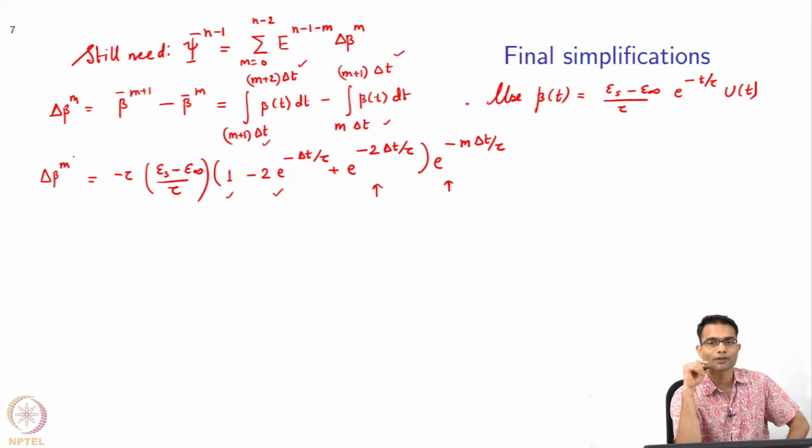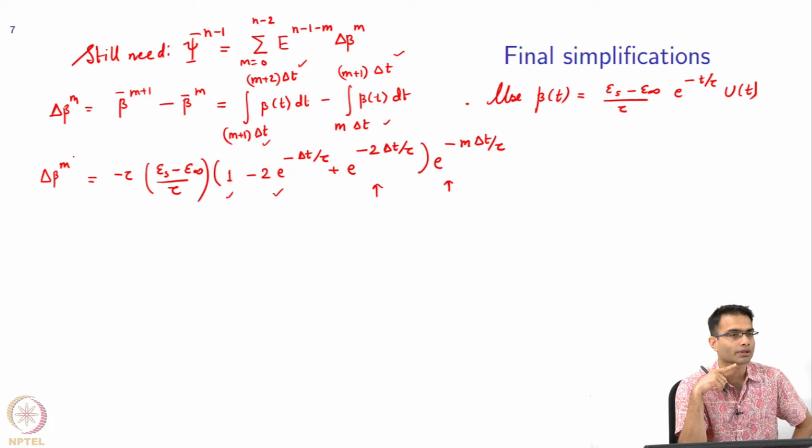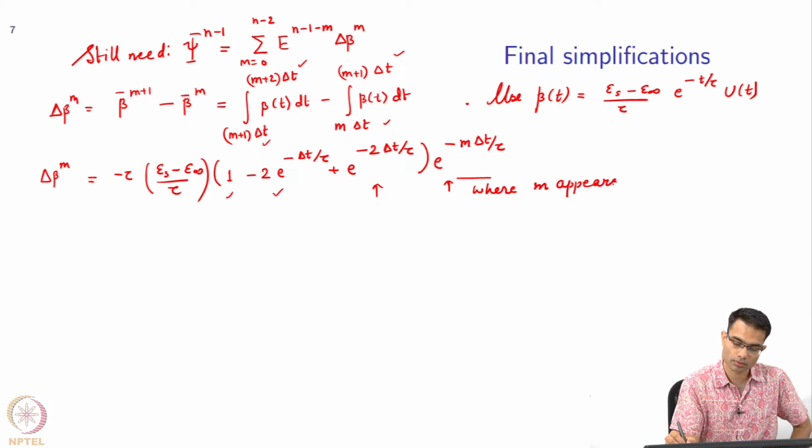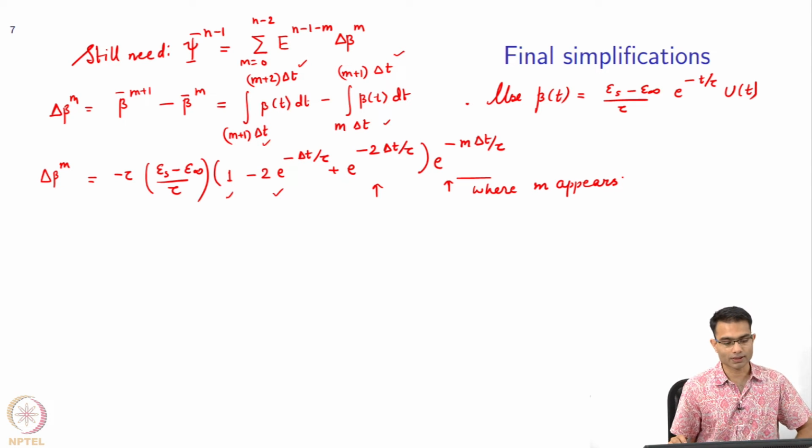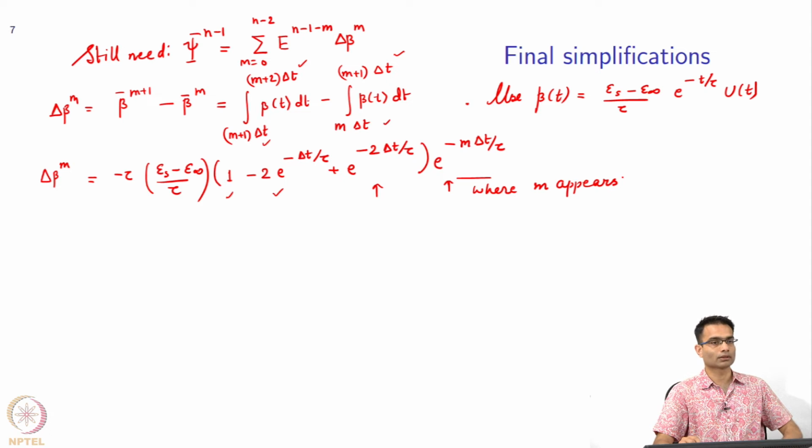So, after all, doing all of this, what is interesting to note is where is m appearing in this expression? I have so many terms, but m is appearing only in one term over here. This is the only place where m appears, right. So, in other words, if I look at delta beta m, the m term is only appearing here. Supposing I want to calculate delta beta m plus 1, then what will happen? There will only be a m plus 1.